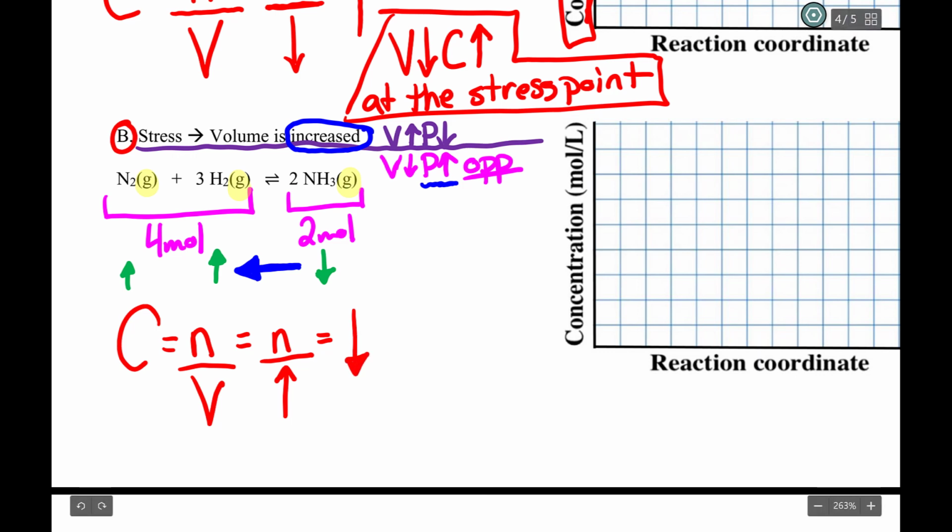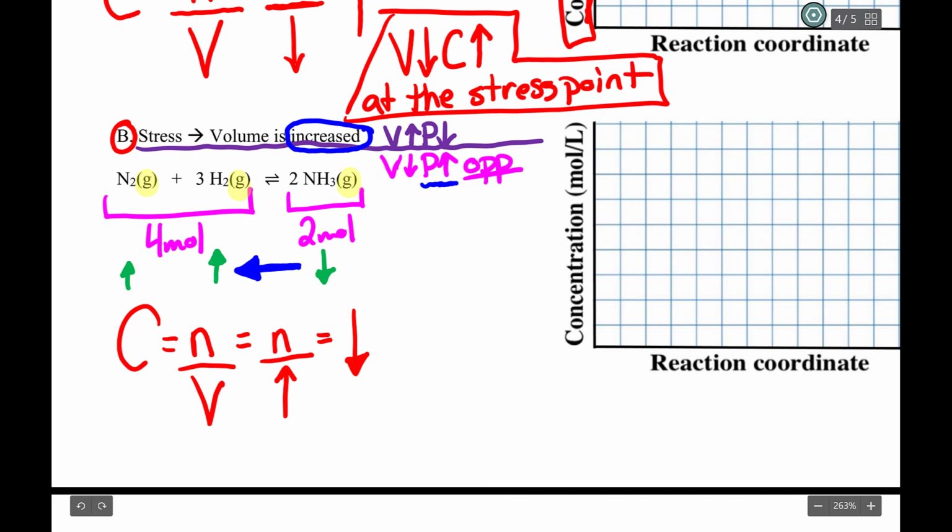So let's use some imaginary numbers here again. Let's say originally it was 2 moles in 2 liters. It's still 2 moles, but now let's say it's 4 liters. Well, 2 over 4 is a half, whereas 2 over 2 is 1. The concentration of everything went down. That's at the stress point.